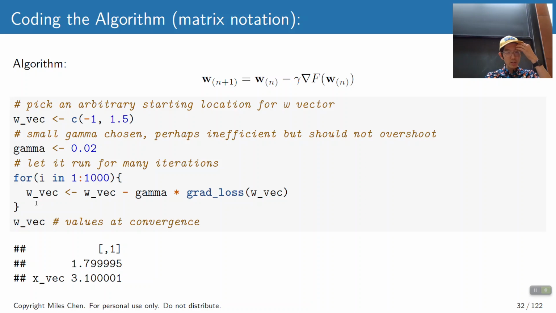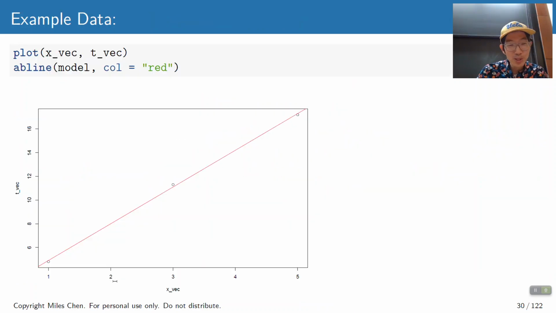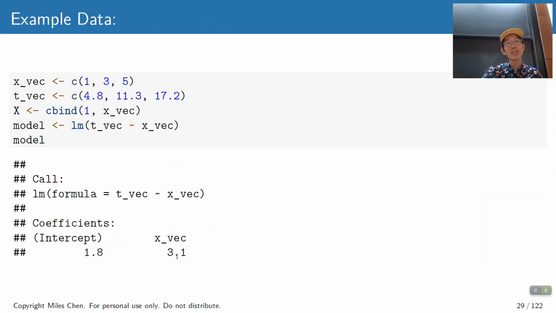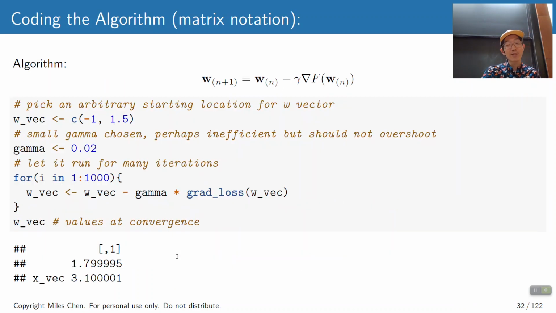And so I run 1,000 iterations of this. And after 1,000 iterations, the value I got for the intercept is 1.799995, and the value for my slope is 3.100001, okay? Which is pretty close to the true answer of 1.8 and 3.1, okay? So it's pretty close. It's not exactly that. If I ran it for another 10,000 iterations, I'd probably get even closer.